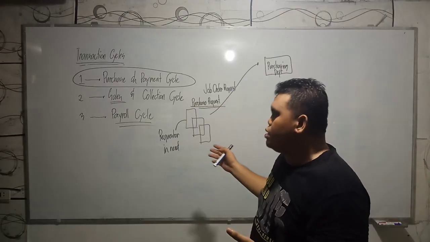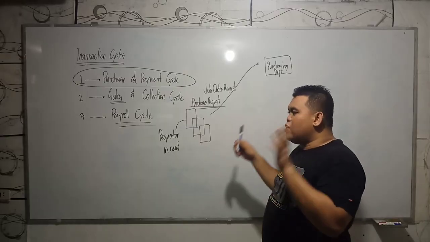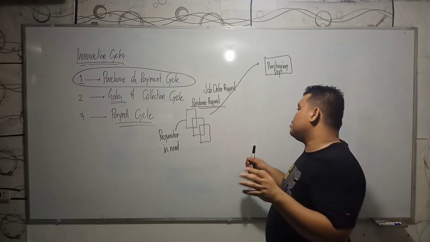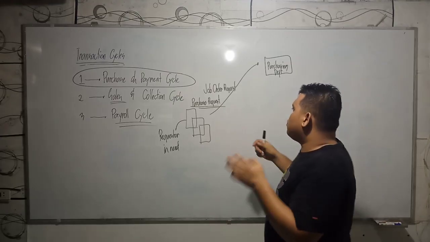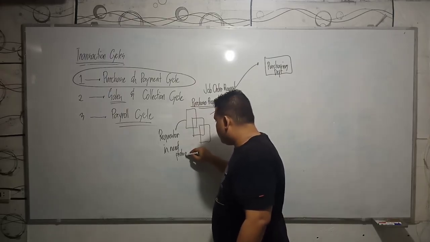But in this particular discussion, let's assume that the requestor is in need of something unique. So there are no items in the warehouse for this one. So, of course, like for example, photo paper.